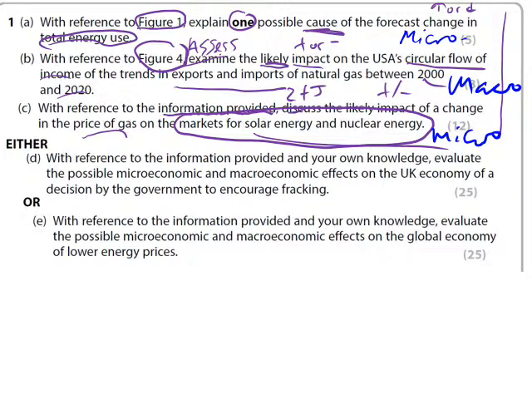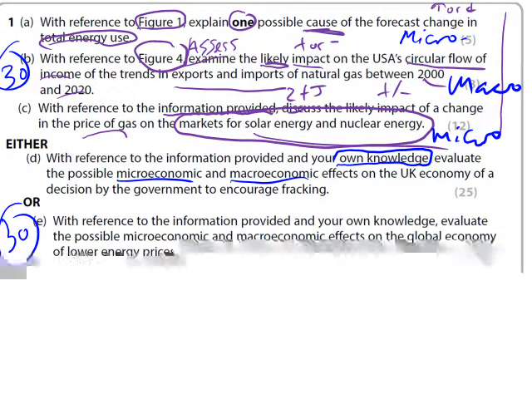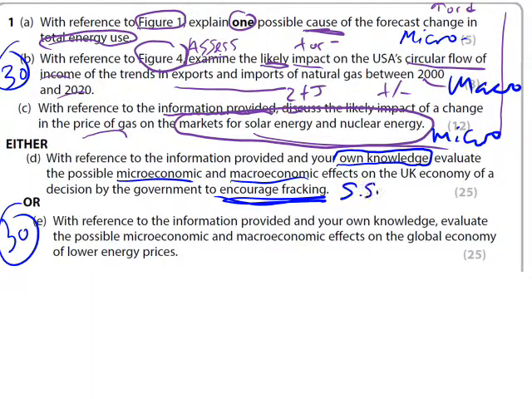Then the next 2 questions, you've got a choice for your essay. So that first section would be 30 minutes or quarter of your paper. This next section is going to be 30 minutes as well, so you need to stick to those timings. With reference to the information provided and your own knowledge, so you can bring your own case studies into this. Evaluate the micro and macroeconomic effects on the UK economy of the government's decision to encourage fracking. So you could see fracking as a supply side policy. You can also see it as a microeconomic, just supply and demand.